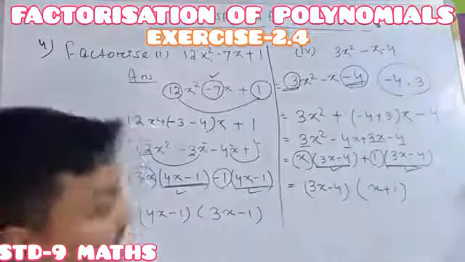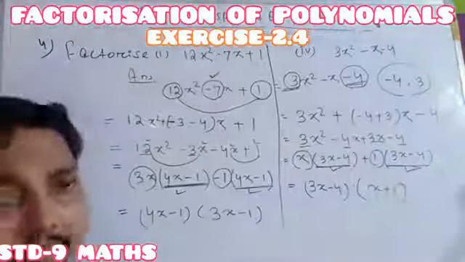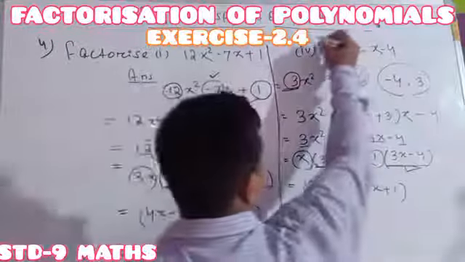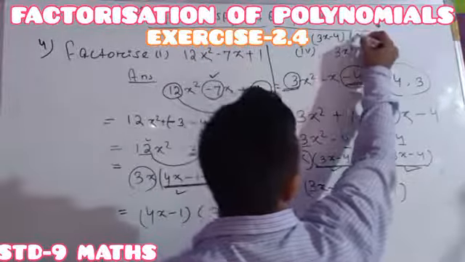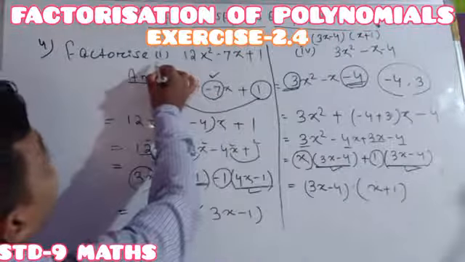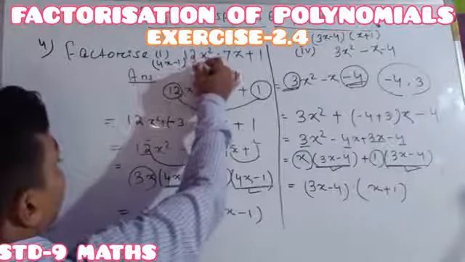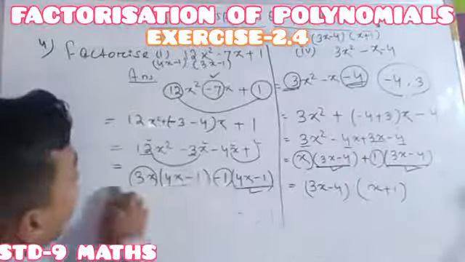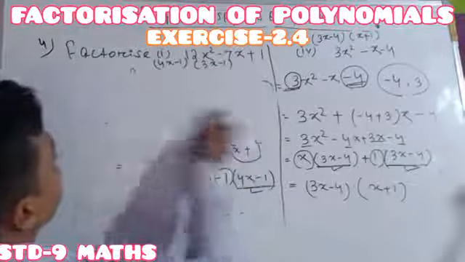Understood or not understood? Now the same question I want to show you by the application of our factor theorem. Okay. See, here only I am writing the answer I got. Only you have to remember 3x minus 4 and here x plus 1. Okay. And here is the result I got. The result is 4x minus 1. Here it is 3x minus 1. Okay, one question I will do and another question you have to attempt from your side. Okay.